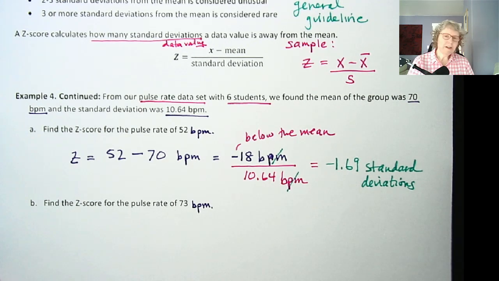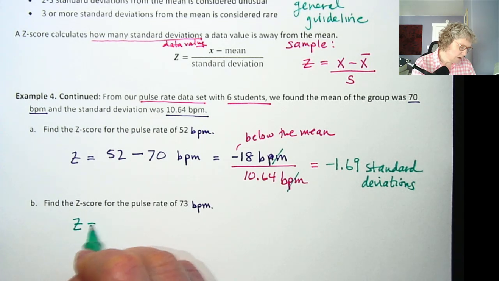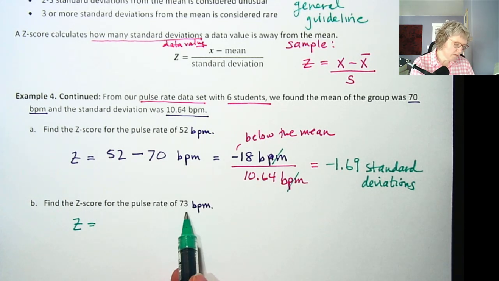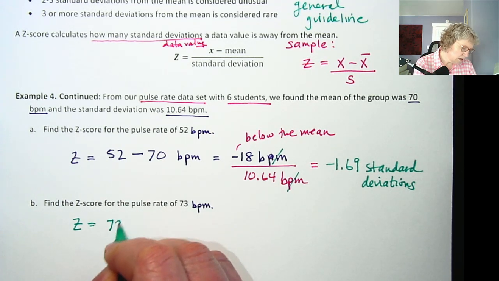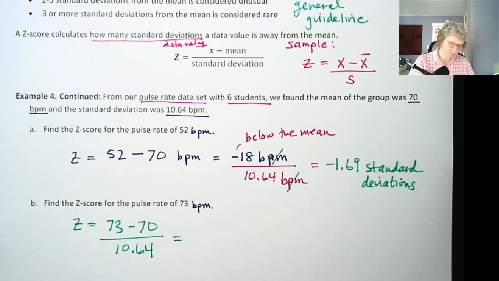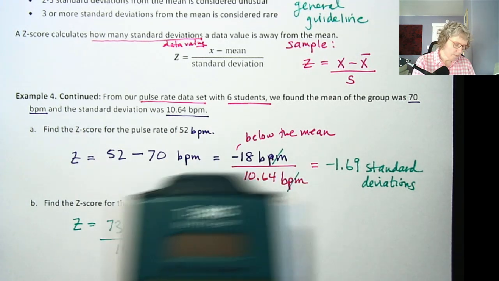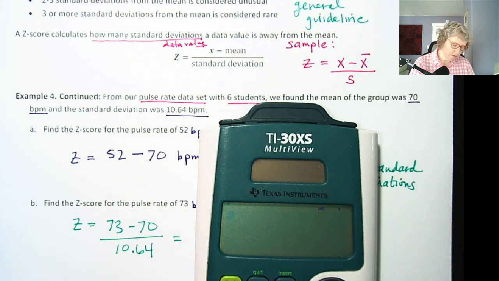Okay, so in general, I would do this all at once, but I wanted to show you why it is the number of standard deviations away from the mean. So let's go ahead and do part B all at once. So find the z-score for a pulse rate of 73 beats per minute. So I would do 73 minus 70 all divided by 10.64. Let me put that in my calculator.